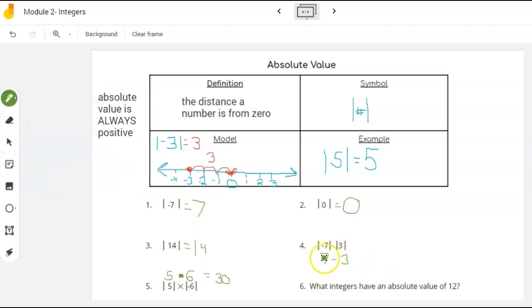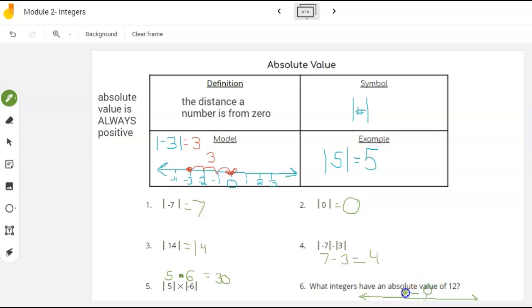Back to the 7 minus 3 equals 4. This one's a little tricky. What integers have the absolute value of 12? That means I have to look at a number line. I'm having a little trouble writing this below, so I have to write it above. So I have 0 right here.